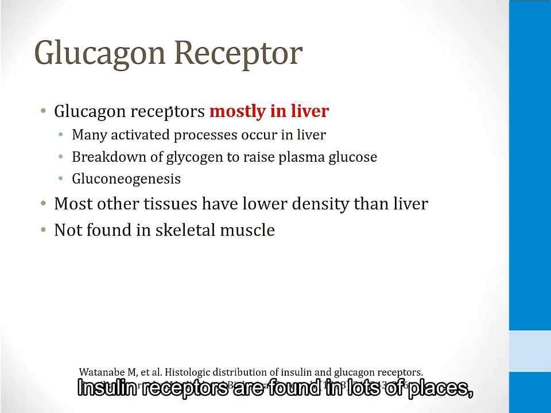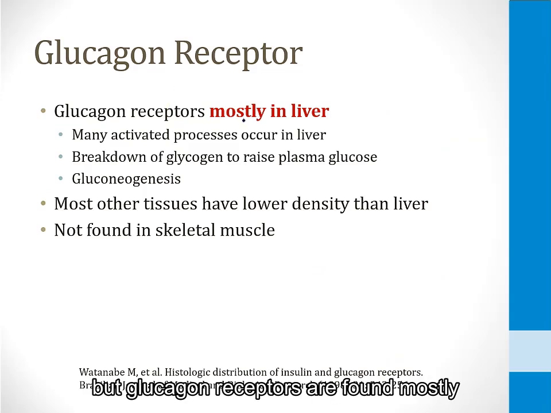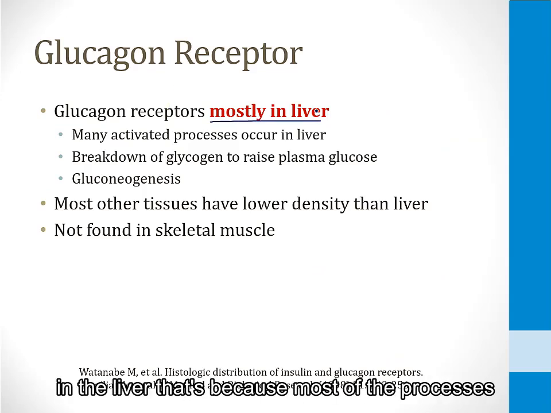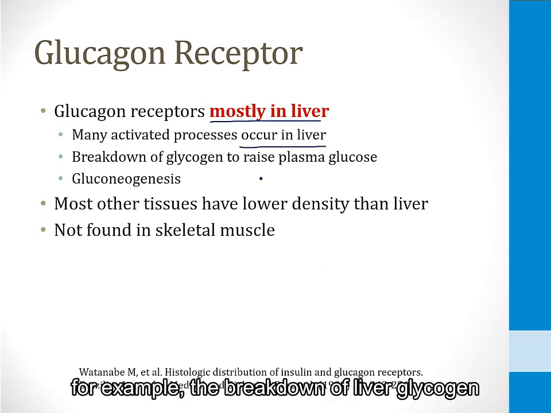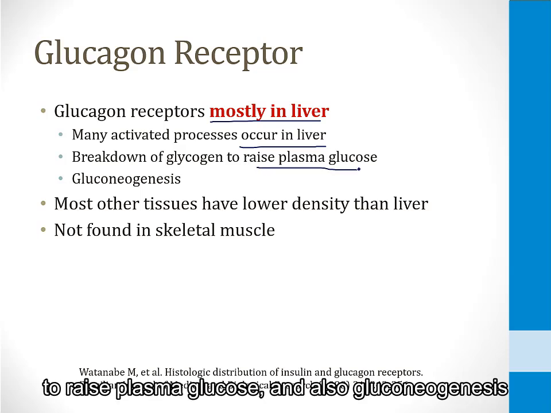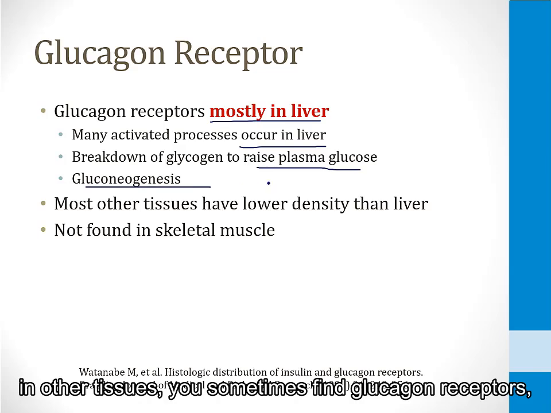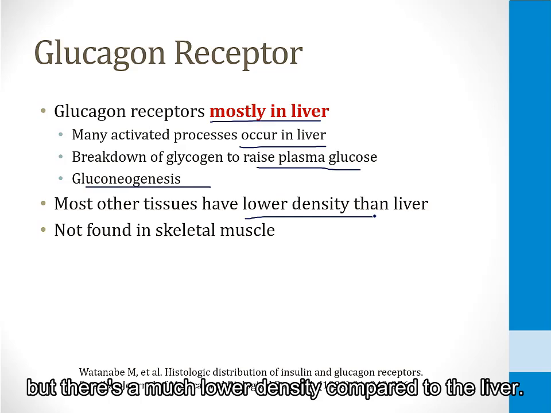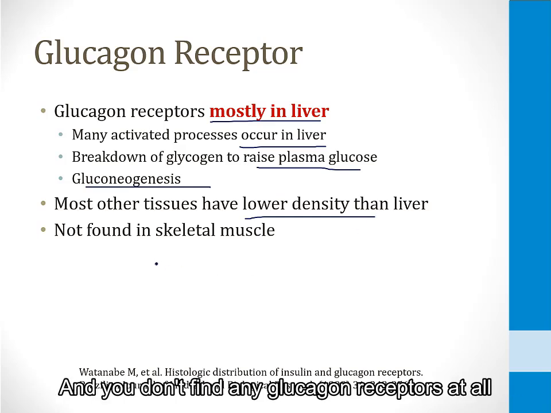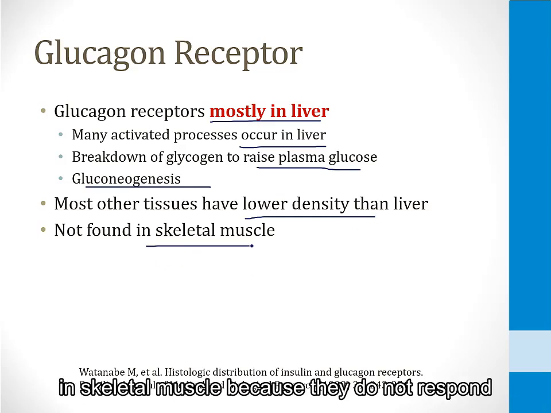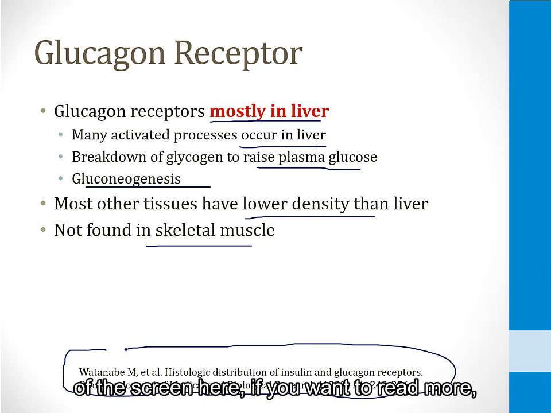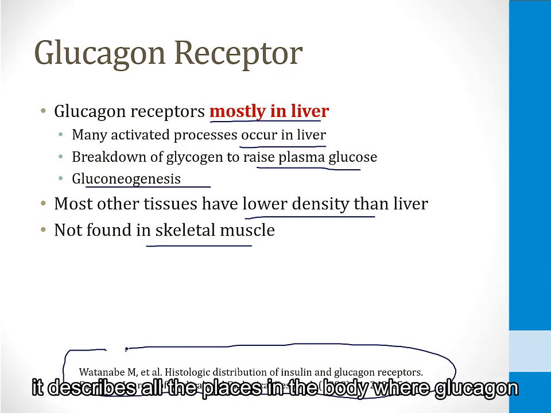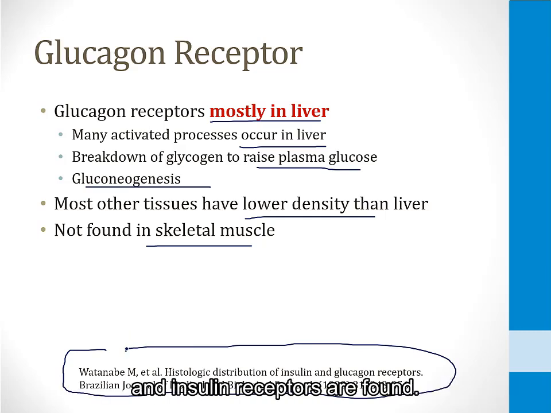Insulin receptors are found in lots of places, but glucagon receptors are found mostly in the liver. That's because most of the processes they activate occur in the liver. For example, the breakdown of liver glycogen to raise plasma glucose and also gluconeogenesis. In other tissues, you sometimes find glucagon receptors, but there's a much lower density compared to the liver, and you don't find any glucagon receptors at all in skeletal muscle because they do not respond to this hormone. And there's a nice review article at the bottom of the screen here if you want to read more. It describes all the places in the body where glucagon and insulin receptors are found.